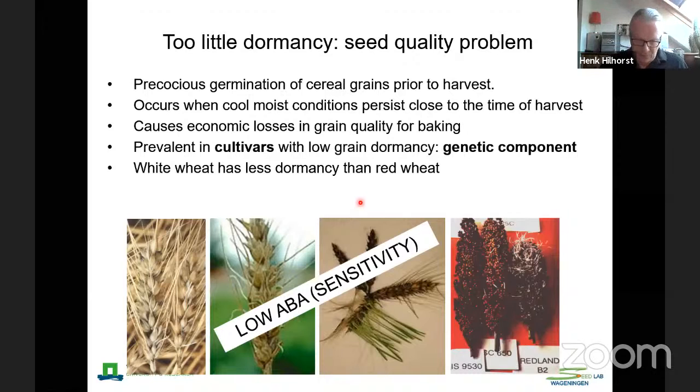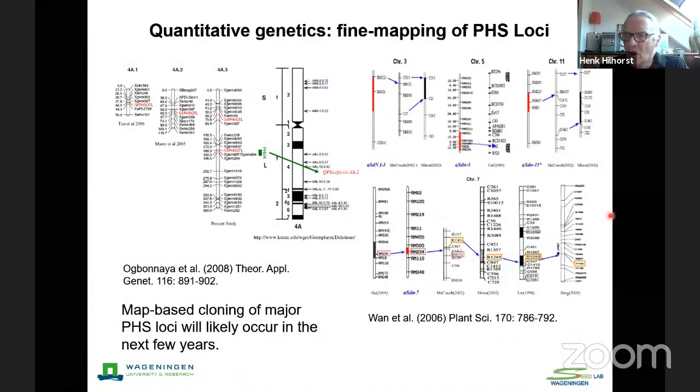If you do that selection again and again and again, you will end up with seeds with very low ABA. Yes, they germinate very quickly, but they may even germinate during seed development. And that is an unwanted situation. So there's a lot of research going on, as I said, particularly using quantitative genetics to find pre-harvest sprouting loci. And there's a lot of fine mapping going on at the moment in different crops, in wheat and in barley. And it seems that in a few years or so, because using this map-based cloning, the exact loci or genes may be found, and then can be used in breeding programs to breed out the pre-harvest sprouting.